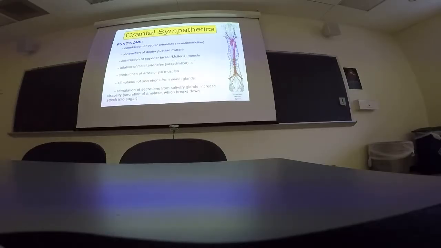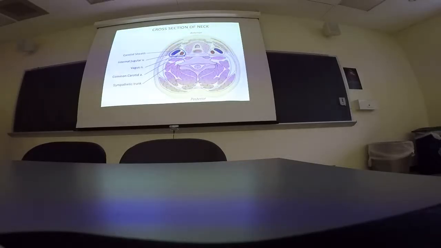Okay, and as in other parts of the body, the sympathetics contract the arrector pili muscles, little muscles that sort of stand up. They stimulate secretions of sweat glands, and they stimulate secretions of some salivary glands, so they can affect the effectiveness of the salivary glands.